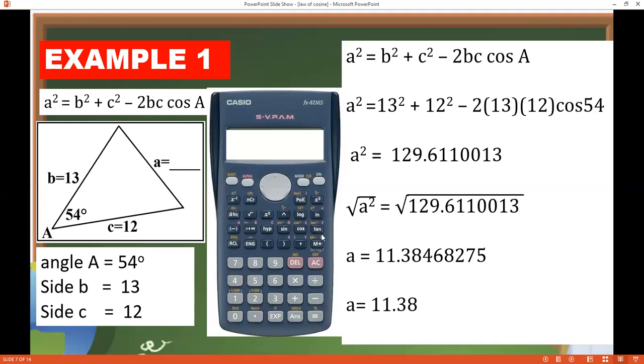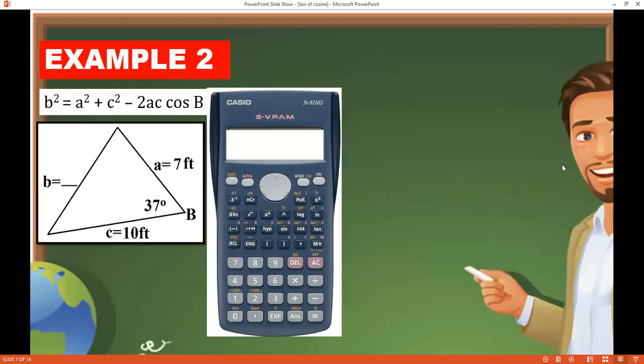So again, if ang i-press nyo lang dyan after nyo makuha itong 129.6110013, press nyo agad yung radical. Ito, yung square root dyan. Then answer, tapos equals. Yun lang kailangan yung i-press. Okay, let's proceed to example number 2.